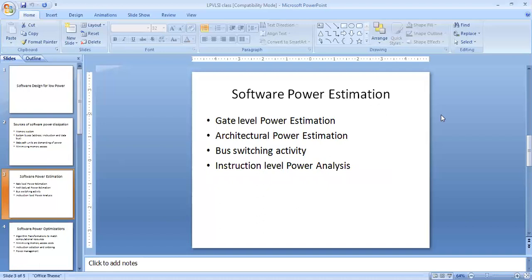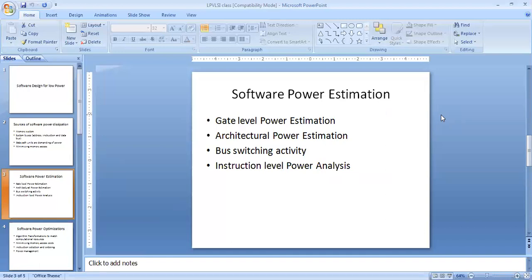To estimate the software power, first you have to write a piece of code, and if you run the code, then you can know how much power this software is consuming. How will you know the software power consumption? First you write a piece of code, and then you run the code, and after that you can calculate the power. In this way only you can calculate the power estimation of the software.